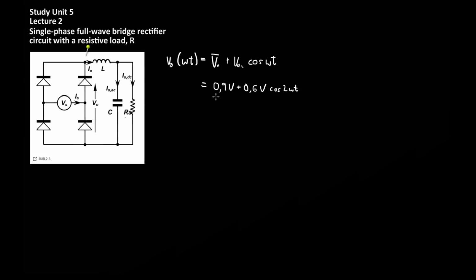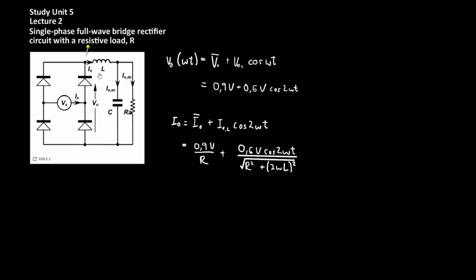For this circuit, the output voltage is given by the average output voltage plus a harmonic component. What's often used in the text and for following derivations is that only the second harmonic, or the first two harmonic components, are considered when determining the contribution of the harmonic components to the output voltage. So the output voltage is given by the average voltage 0.9 V plus the harmonic component 0.6 V cos 2 omega t.